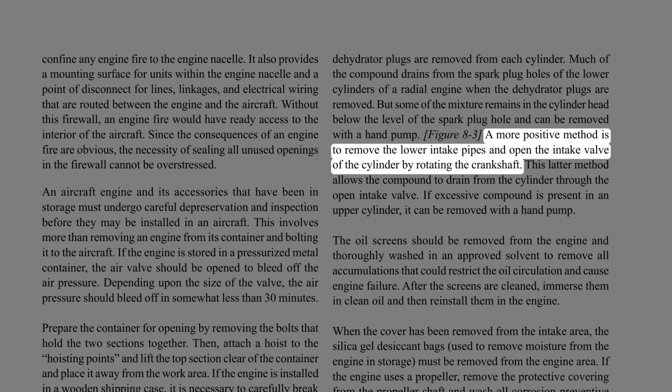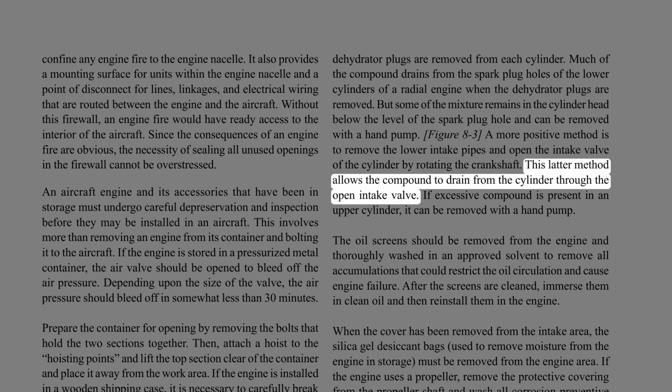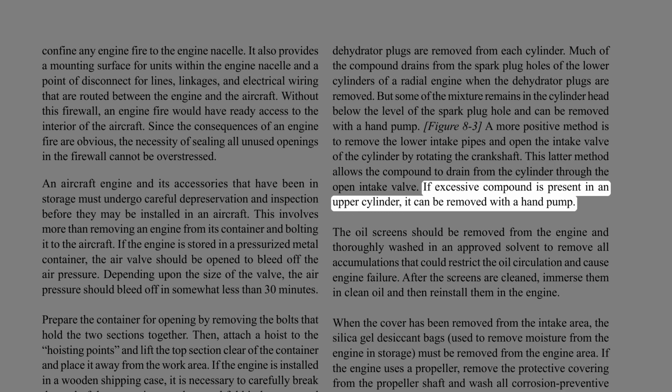A more positive method is to remove the lower intake pipes and open the intake valve of the cylinder by rotating the crankshaft. This latter method allows the compound to drain from the cylinder through the open intake valve. If excessive compound is present in an upper cylinder, it can be removed with a hand pump.